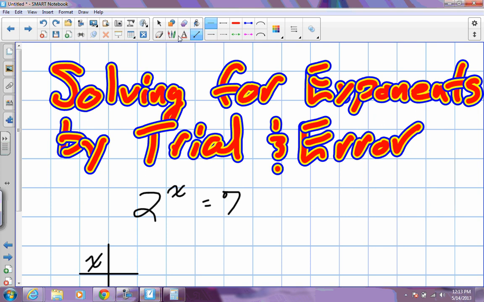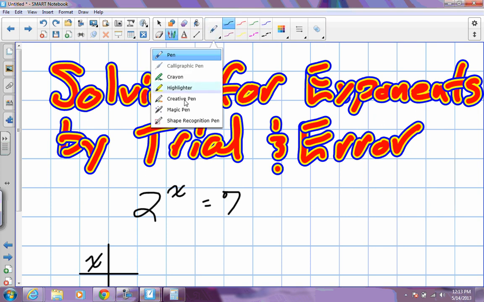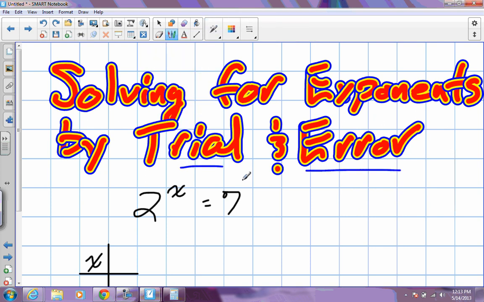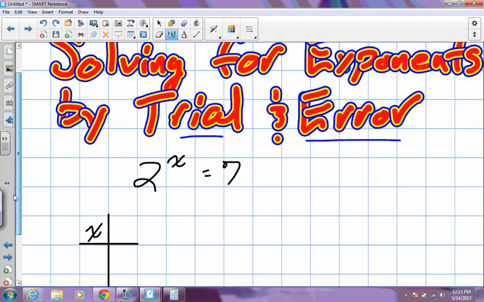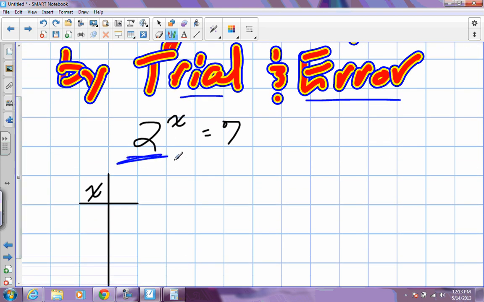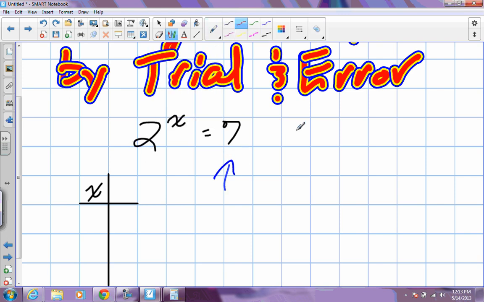Okay, we're going to solve for exponents by trial and error. There is a mathematical way to do this, but we're going to go by trial and error. In the very first example, or the only example we're going to go through, we have 2 to the power of x is equal to 7. 7 can't really be changed into a base of 2. In fact, we'll try it out.